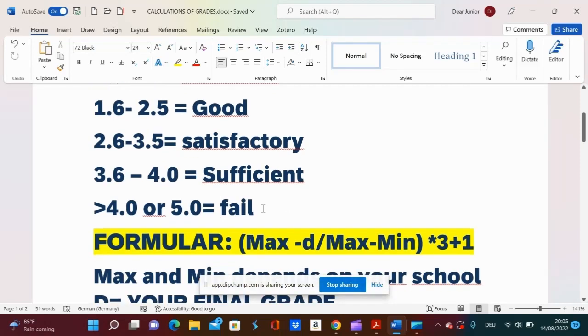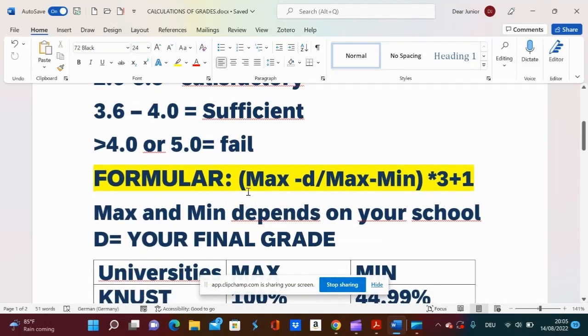So I'll just give you the formula. This is what they use to calculate grades or convert grades for international students in Germany. The formula is: maximum minus D, over maximum minus minimum, all in brackets, times 3, plus 1. You can just write the formula down, and then you calculate your grade yourself.